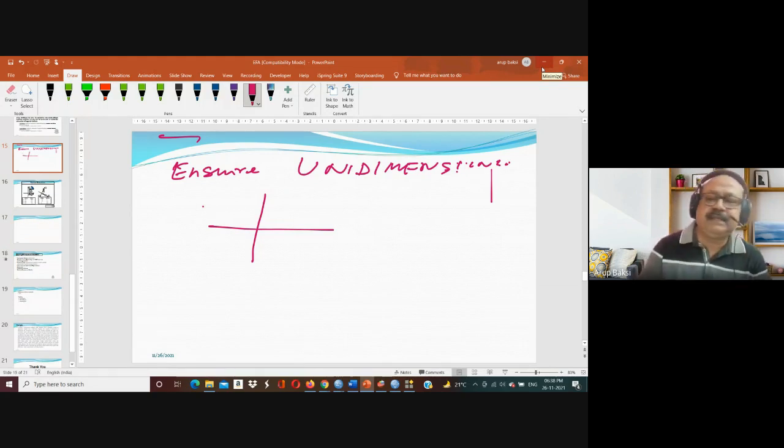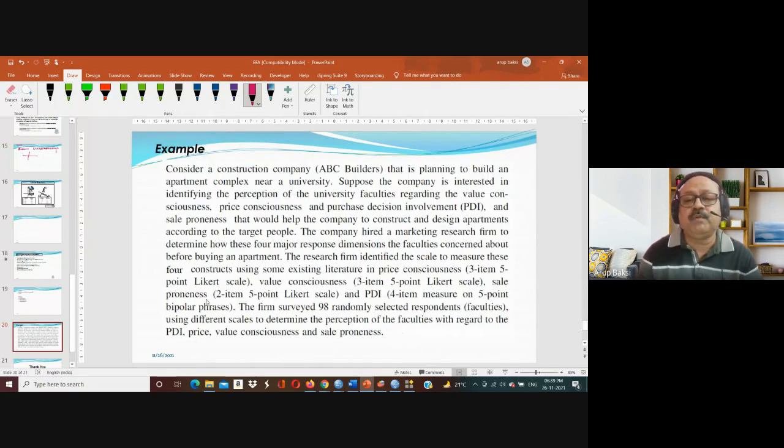Now let us take up an example and hands-on using SPSS so that you can understand how factor analysis is applied, and under what circumstances. So let us take a very small data set. This is a very random, very arbitrary example.